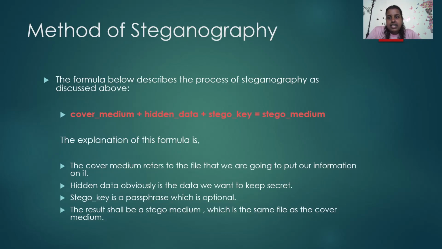Now, the method of steganography. The formula below describes the process of steganography as discussed above: cover medium plus hidden data plus stego key results in stego medium. Cover medium will be the image file or the video file or the audio file behind which the data will be hidden. Hidden data is obviously the data which the attacker, or the person who wants to hide it, puts behind the cover medium. And the stego key is an optional thing, like a passphrase. This passphrase is also used for hiding the data, so that at the recipient end, only if they have the same passphrase can they extract the data.